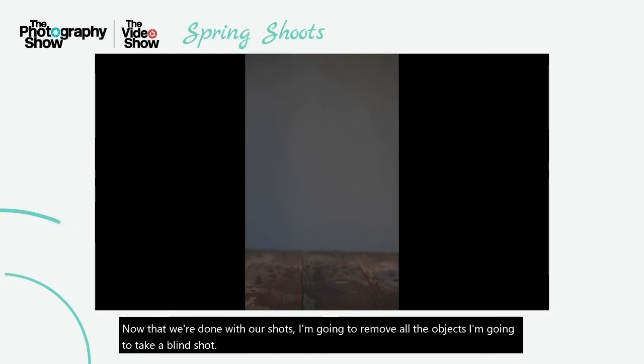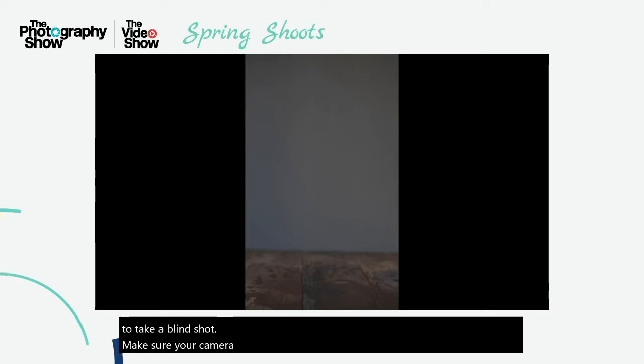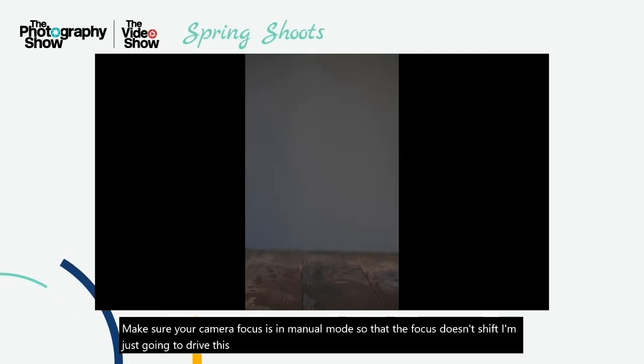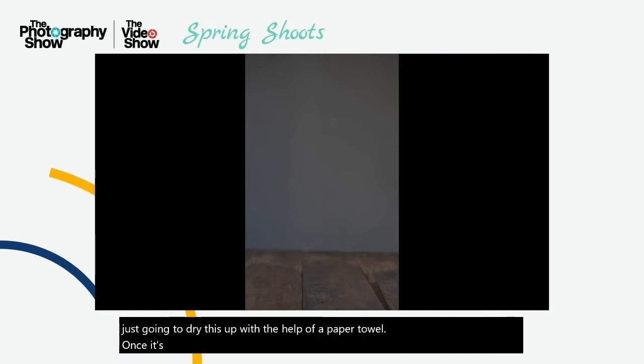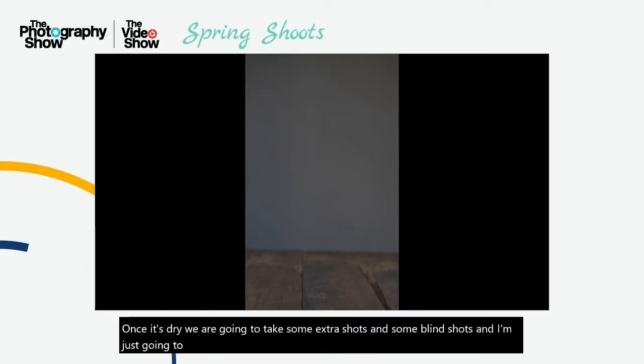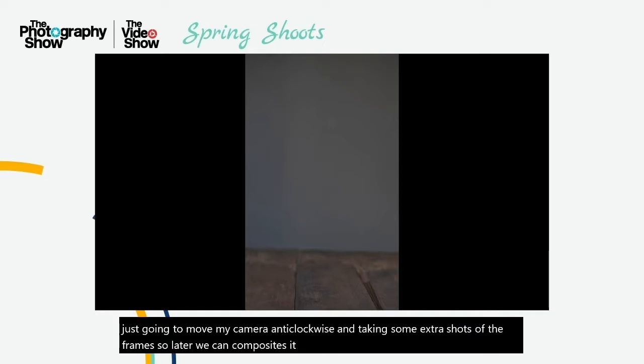Make sure your camera focus is in manual mode so that the focus doesn't shift. I'm just going to dry this up with the help of a paper towel. Once it's dry, we're going to take some extra shots and some blank shots. And I'm just going to move my camera anti-clockwise and take some extra shots of the frames so later we can composite it with our main shot.